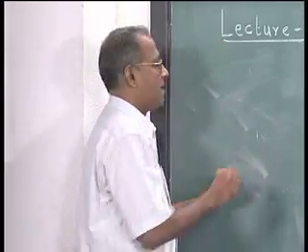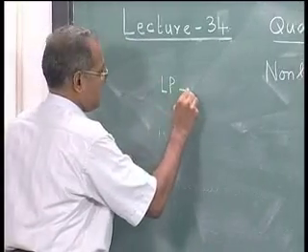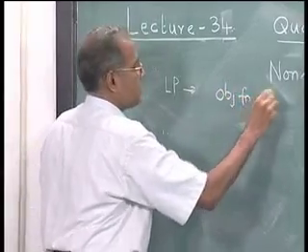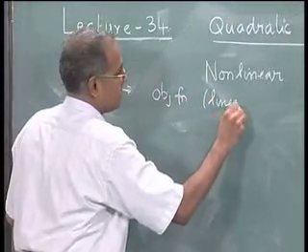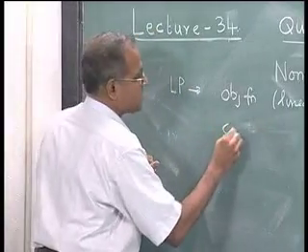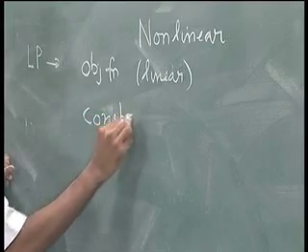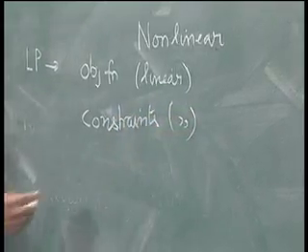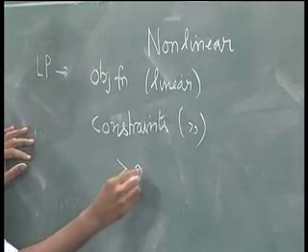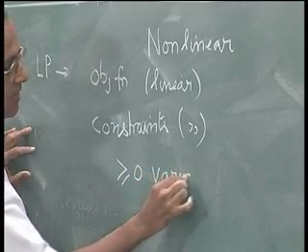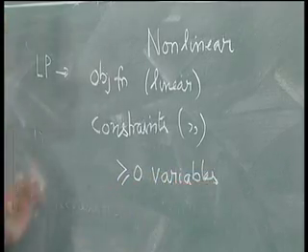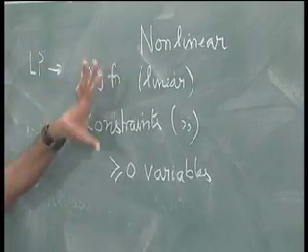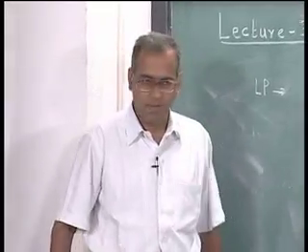So, the linear programming problem now has an objective function which is linear, it has a set of constraints, and all these are linear, and it has an explicit restriction of greater than or equal to 0 for the variables, which is called the non-negativity restriction. All these three constitute a linear programming problem.